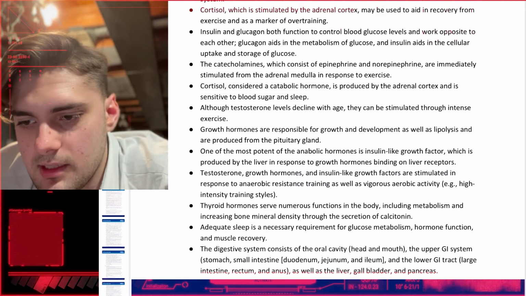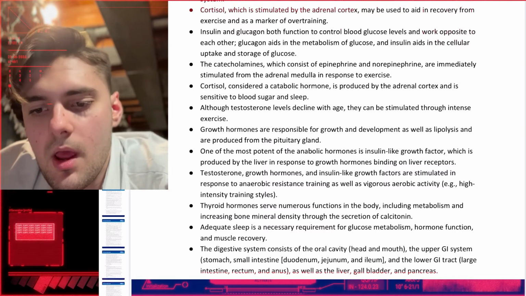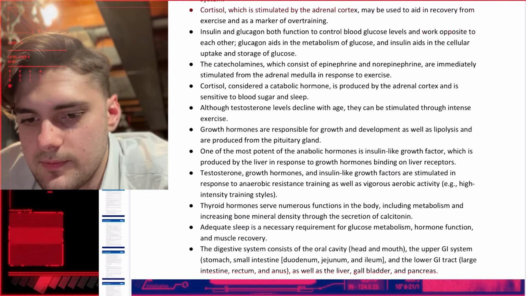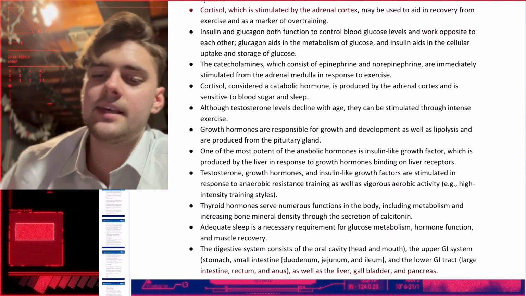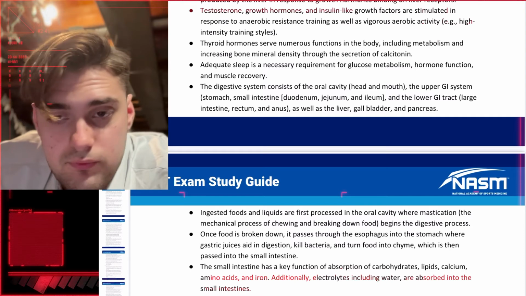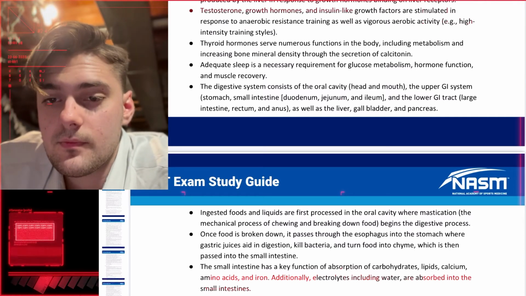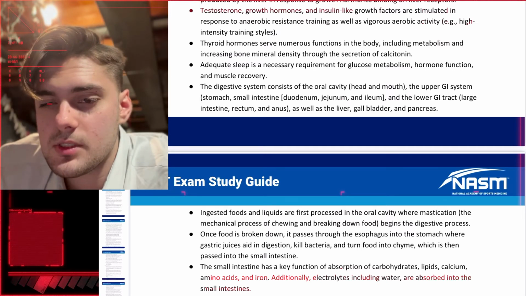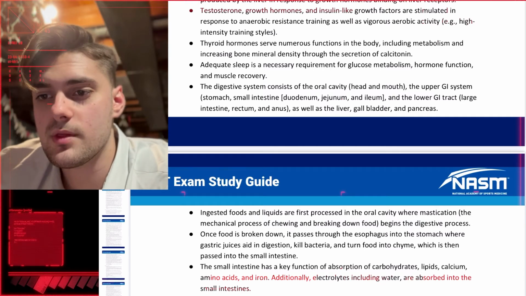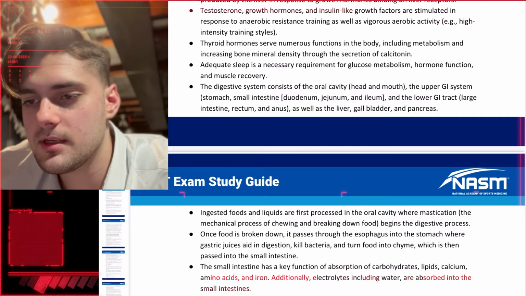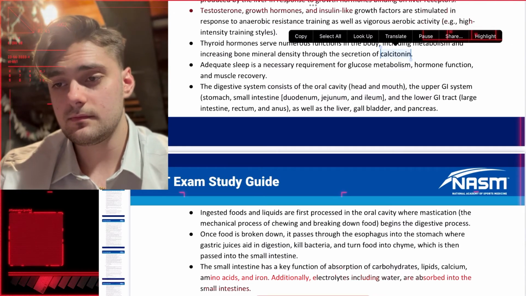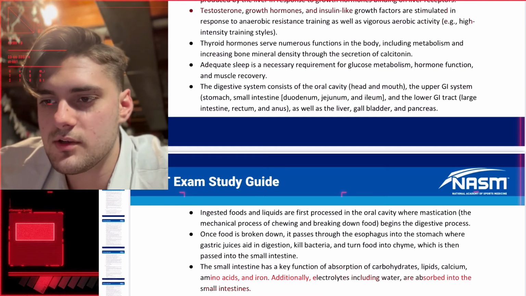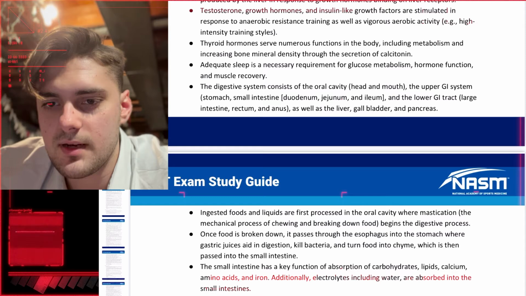Testosterone, growth hormone, and insulin-like growth factors are stimulated in response to aerobic and resistance training as well as vigorous aerobic activity, e.g. high-intensity training styles. HIT. Thyroid hormones serve numerous functions in the body, including metabolism and increasing bone mineral density through the secretion of calcitonin. Calcitonin was my guess. Calcitonin. Adequate sleep is a necessary requirement for glucose metabolism, hormone function, and muscle recovery.